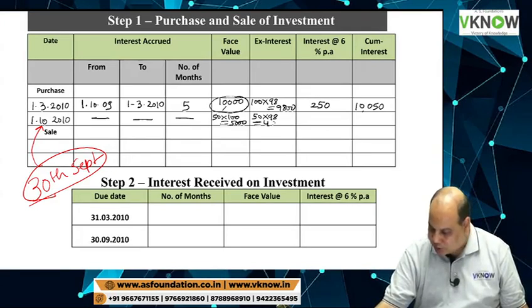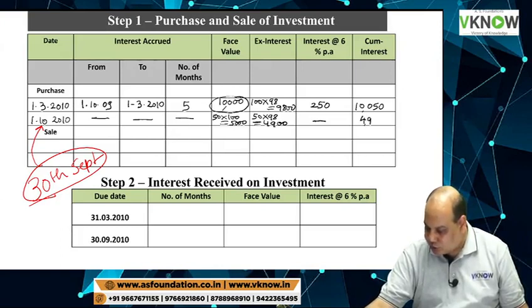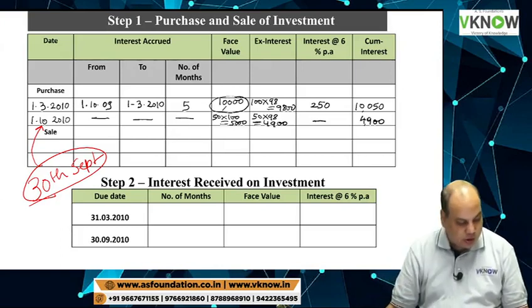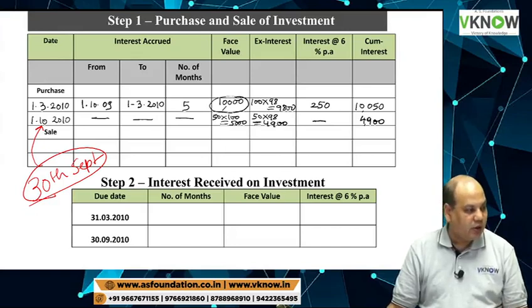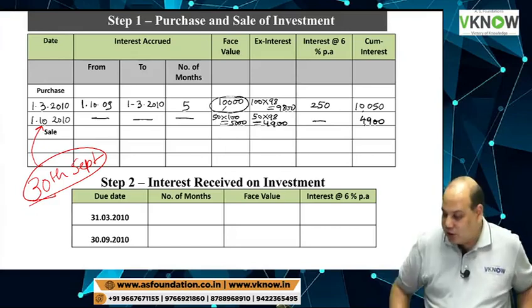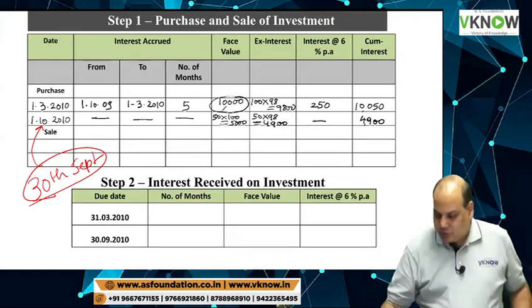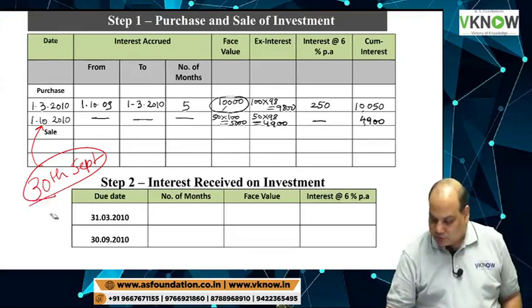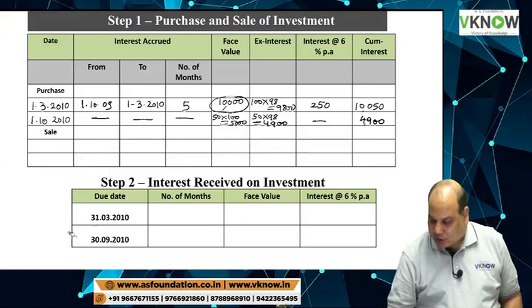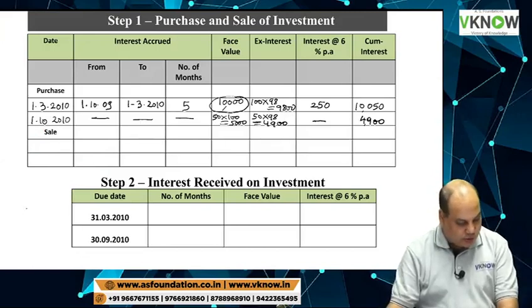It does not matter cum interest or ex interest, because there is no interest only. The question is wrongly drafted. It was purchased at 98 only, because cum interest does not make any difference here. So these are the two purchase transactions. Now we'll write down two sale transactions also, two sale transactions in the third line.